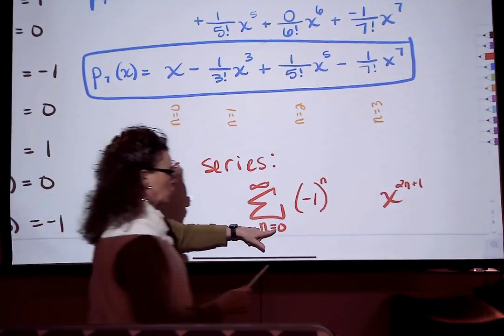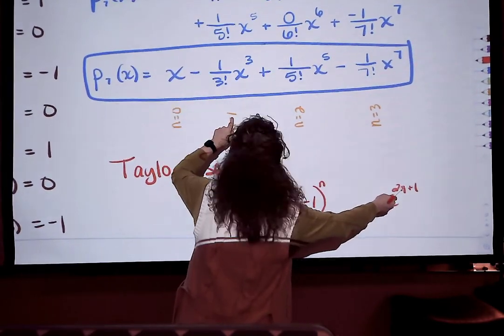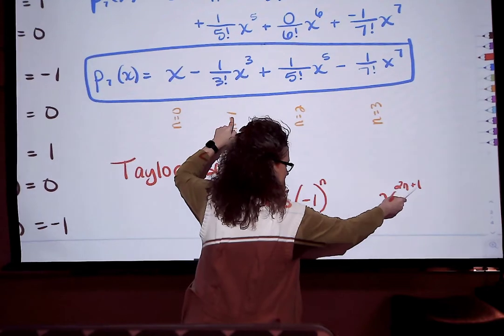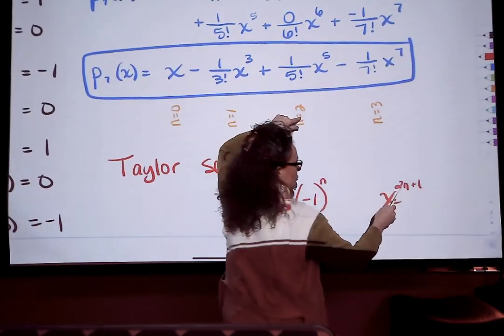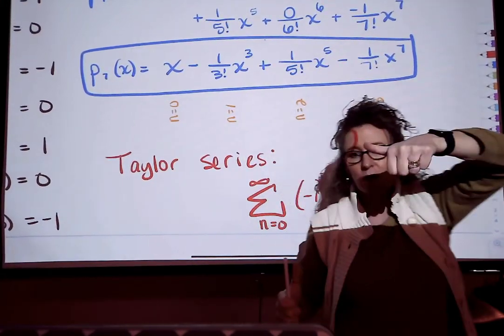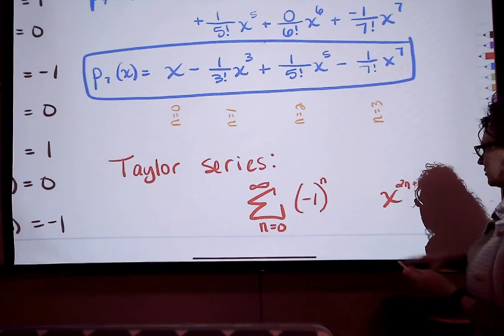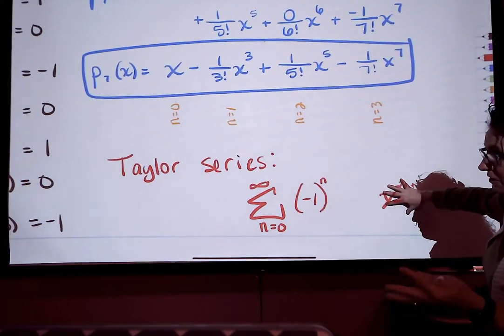Let's find out. When n is 0, this becomes x to the first. Check. When n is 1, this becomes x to the third. Check. When n is 2, this becomes x to the fifth. Check. Okay, we are so almost there. So we've got how to get it to alternate. We've got how to get our exponent on our x.